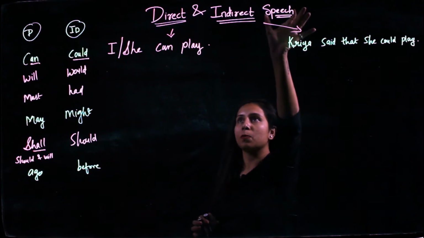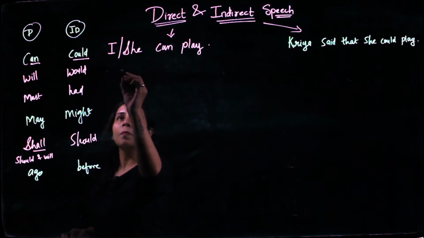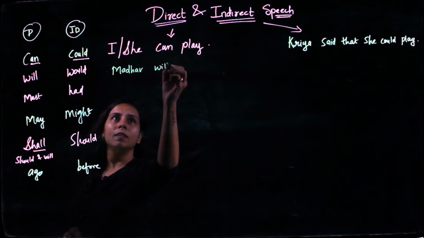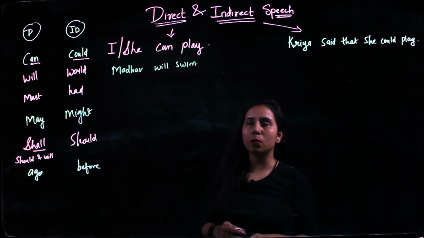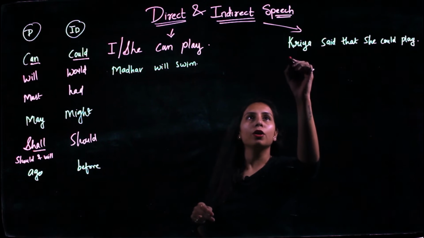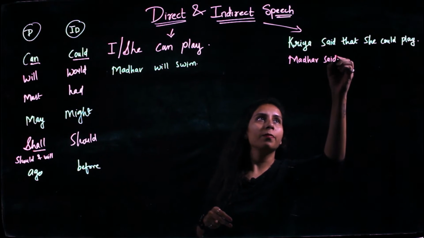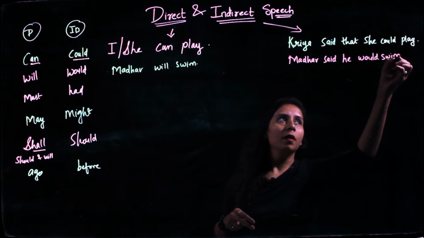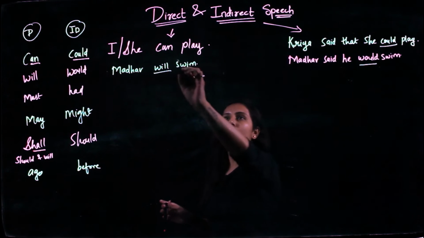This is the direct one and this is the indirect one. The speech remains the same, the speech word. Direct speech, indirect speech. Alright. I would take one more example. Madhav will swim. Now someone named Madhav told you that he will swim. So now if you change it into indirect and tell it to somebody else, you would say Madhav said he would swim. Are you getting it? We changed will into would, can into could.